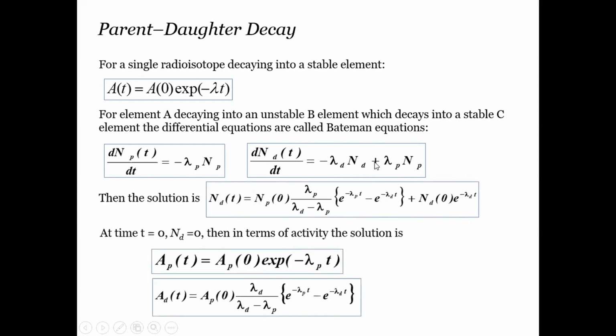If you solve this equation for the daughter element, you will reach this result, in which within the parenthesis there are two competing factors, e to the power minus lambda p t and e to the power minus lambda d t, one for the parent and one for the daughter element. The eventuality is the decay of the daughter elements. At time t equal to 0, the daughter elements are equal to 0. So in terms of radioactivity, the complete solution can be written like this. The parents exponentially decrease as a function of time. The daughter elements first increase, go high, and then come down.